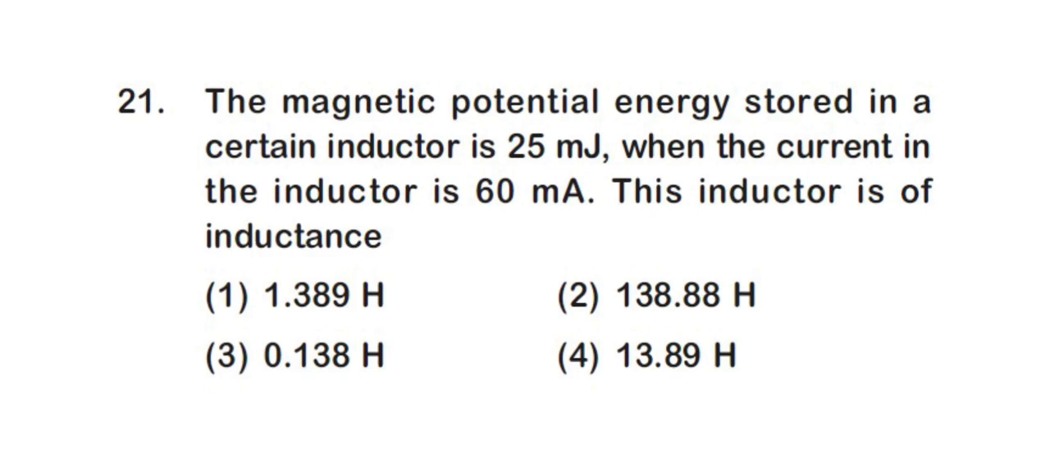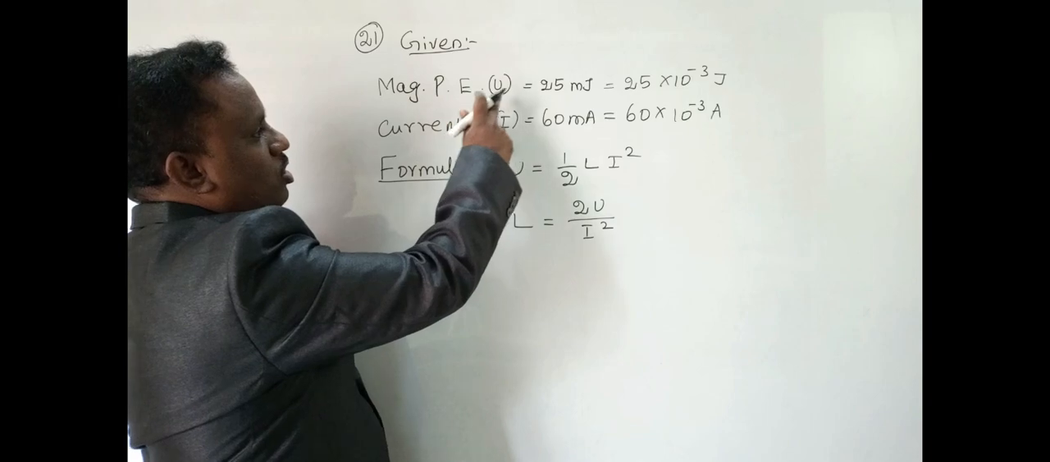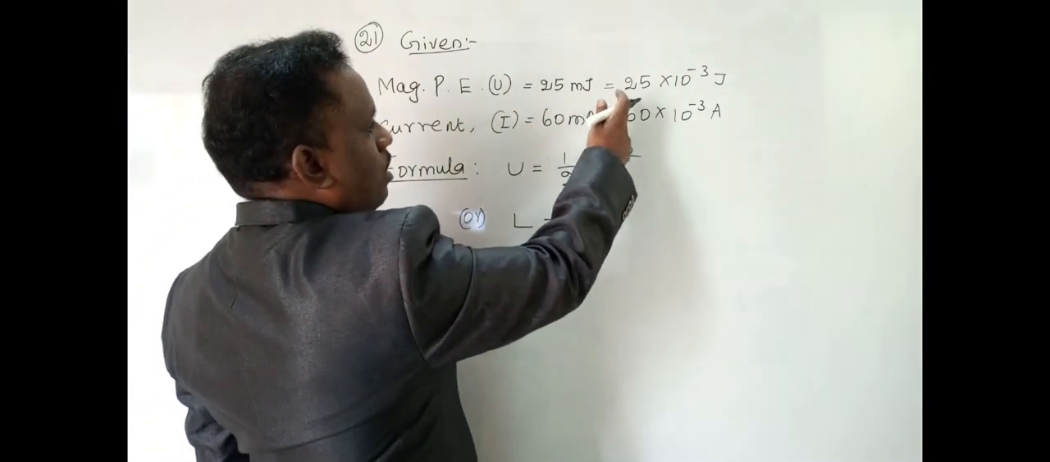Question number 21. The magnetic potential energy stored in a certain inductor is 25 millijoule when the current in the inductor is 60 milliamps. This inductor is of inductance: Option 1, 1.389 Henry. Option 2, 138.88 Henry. Option 3, 0.138 Henry. Option 4, 13.89 Henry.